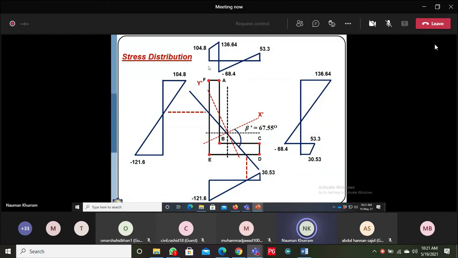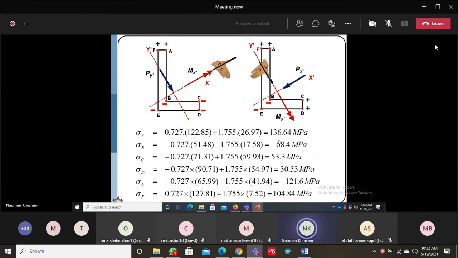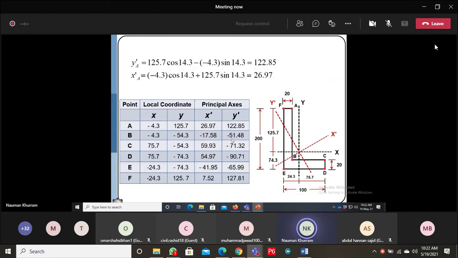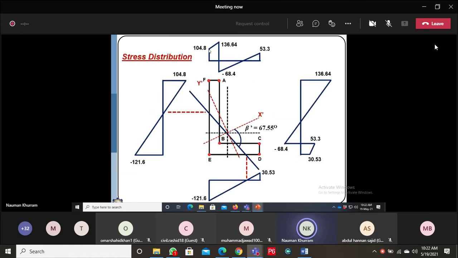Okay, next you can also plot the stress distribution with reference to the top surface and with reference to the right surface. So I'm going to explain this. If I'm watching this cross section from the top side, the first point that I'm watching will be F. So when I'm moving from F to A, B and C, point F is our reference line. Point F has stress value 104.8, and at point A we have stress value 136.64. So stress is increasing when we are moving from F to A.